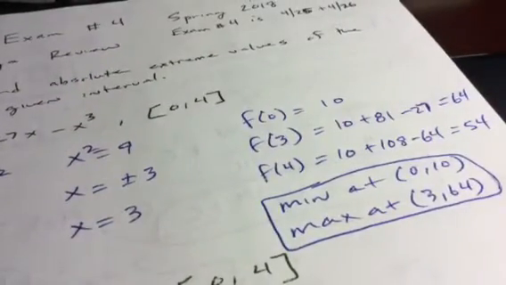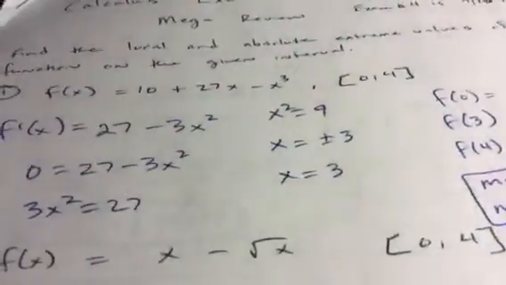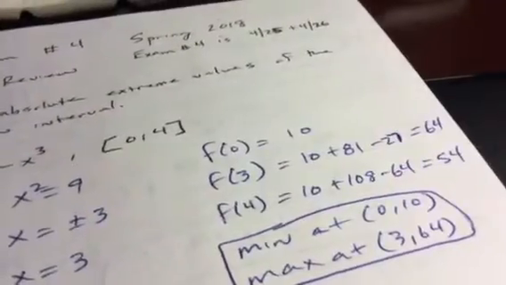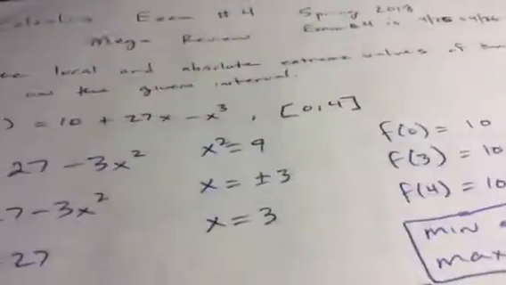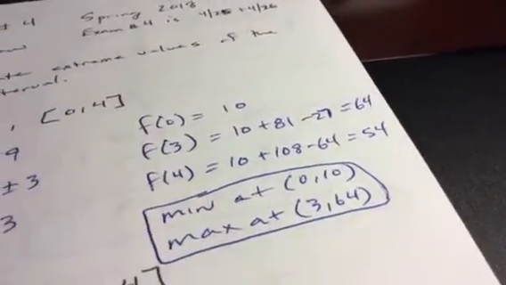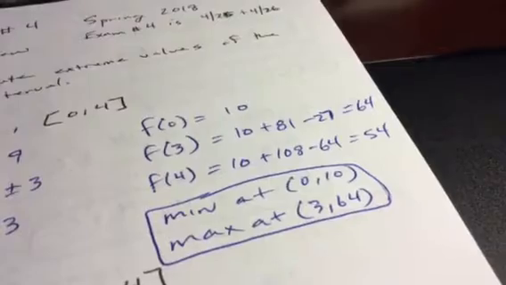First off, we find the beginning of that interval, f of 0. Plug 0 into f of x, you get 10. Then plug 3 into f of x, we get 64. Then plug in 4, we get 54. So the minimum value is at 0, which is 10. The max is at 3, which is 64.